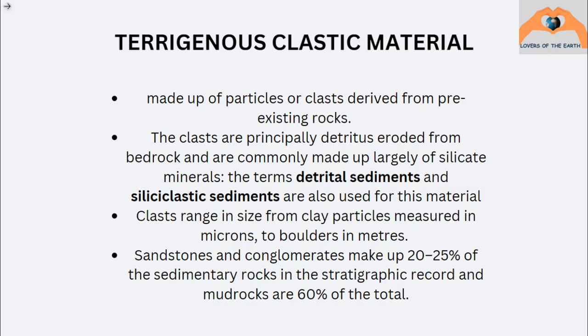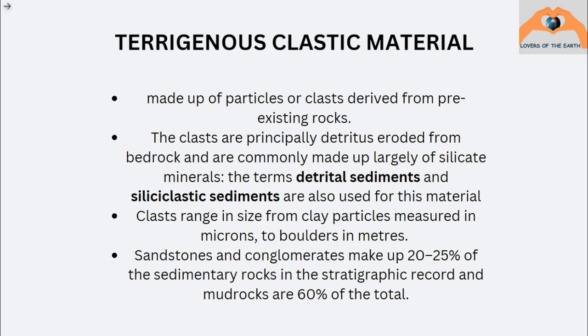The word clastic we need to know. So basically, these are clasts. Clasts means the particles which are derived from the pre-existing rock. एक कोई existing rock है, उसकी weathering हो गई या वो टूट गया. So the particles that come out are known as clasts. These clasts will transport and get deposited to form the clastic sedimentary rocks. Now, since these clasts are detritus eroded from the bedrock, इनको detrital sediments भी बोला जाता है. And since they are made up of silicate minerals, इनको siliciclastic sediments भी बोला जाता है.